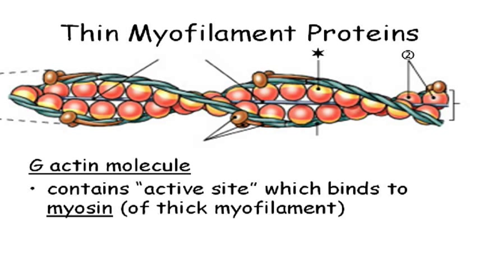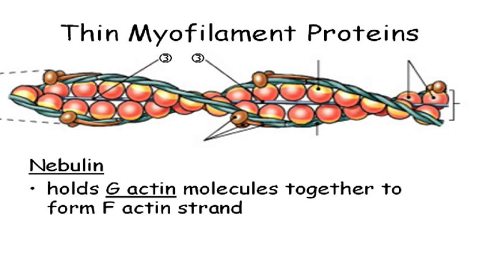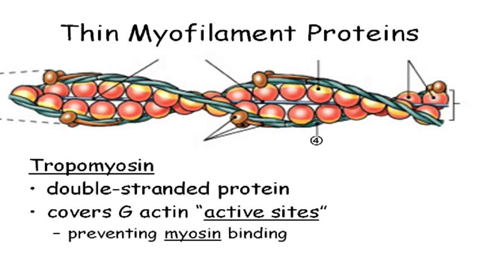All right, now, notice that each little G-actin, each little ball, has this little area that's color-coded here in yellow. That's called an active site. I'll tell you what that's for later. But each little ball has an active site. Now, there's a little rod, a little thin protein molecule running right down the center. It's basically the pole that the beads are wrapped around. That's called nebulin. If you took your hot glue gun and wrapped a ribbon around all of that, the ribbon is tropomyosin.